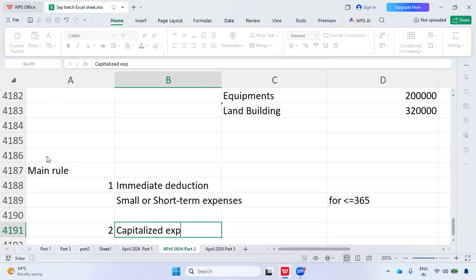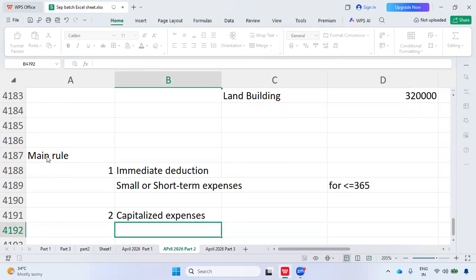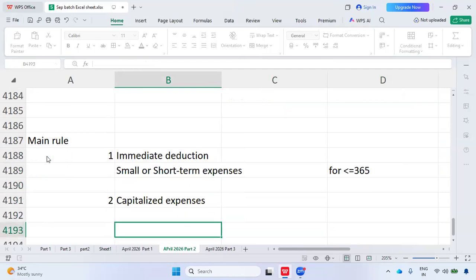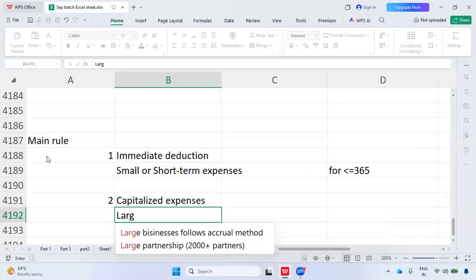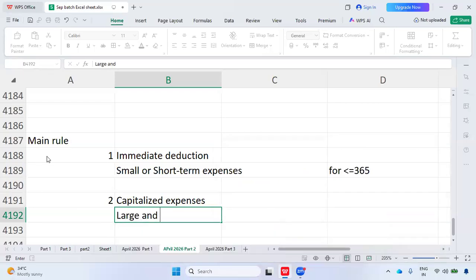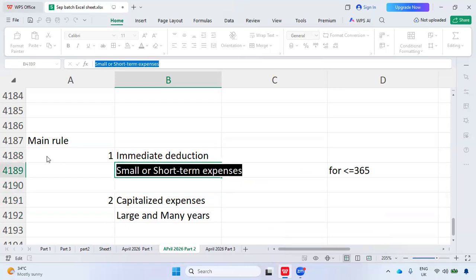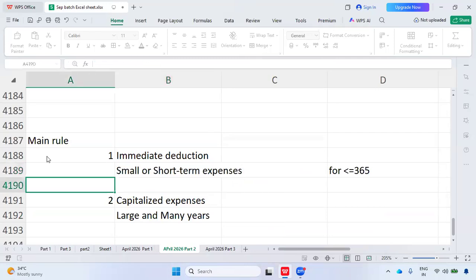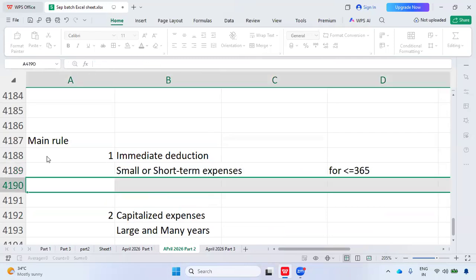Capitalized expenses. So what is capitalized expenses? It is the opposite: short term and small amount versus large amount and many years. If the amount is small, or it is short term, then we will claim it as an expense immediately in the same tax year.